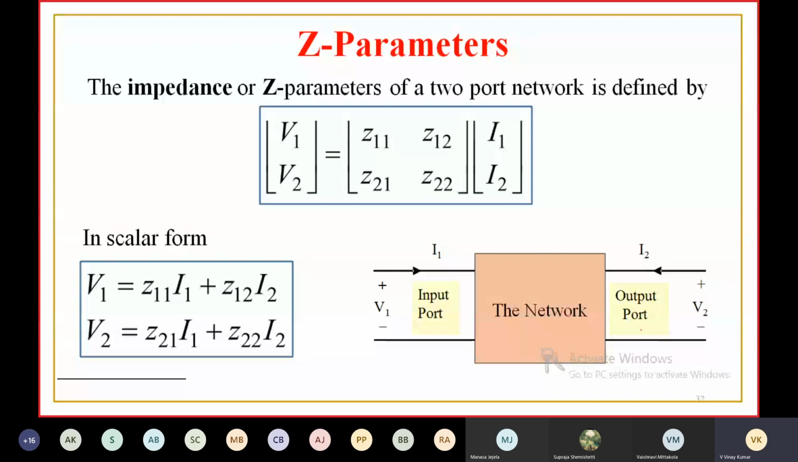Z parameters. The network has two ports. This is called the input port and this is called the output port. V1 is the voltage applied at the input port, and V2 is the voltage applied at the output port. Here you can write V is equal to Z into I.